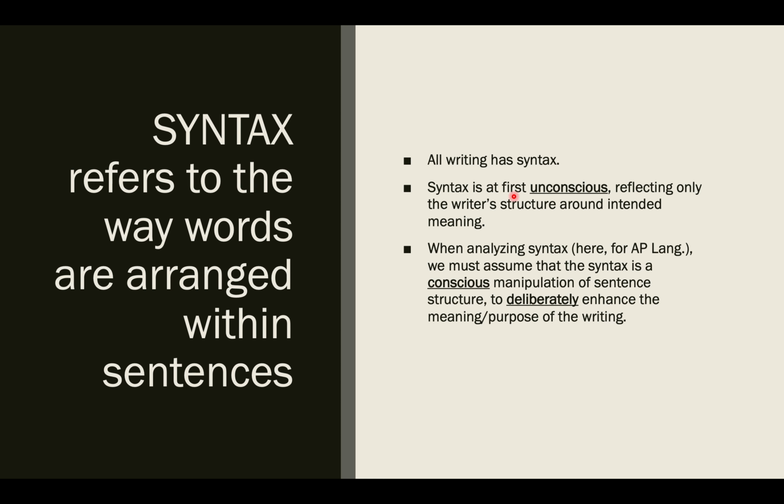Because the writer needs to use a comma, use a period, use an exclamation mark, right? This is an unconscious attempt from the writer only to create a structure around intended meaning. That's it. But when we're analyzing syntax for AP Lang, we must assume that the syntax there is a conscious manipulation of the sentence structure. The writer wants to deliberately enhance the meaning or the purpose of the writing in one way or another.